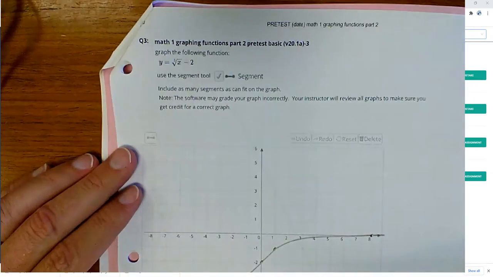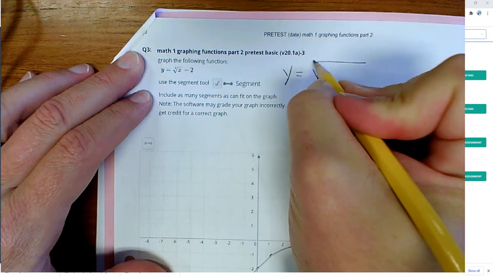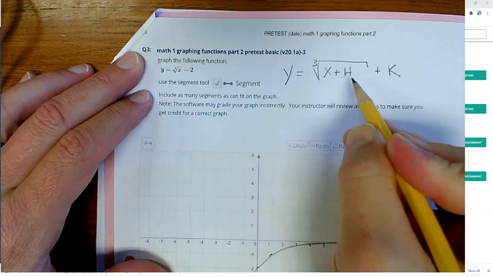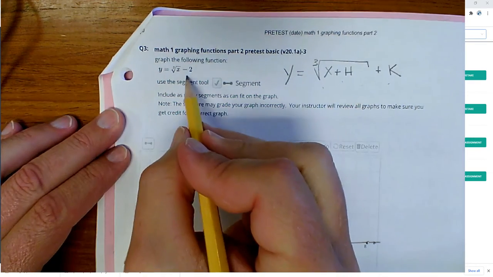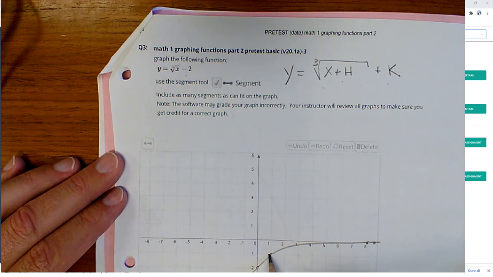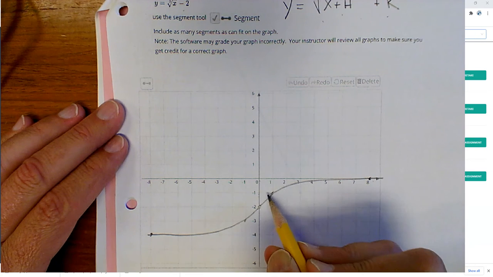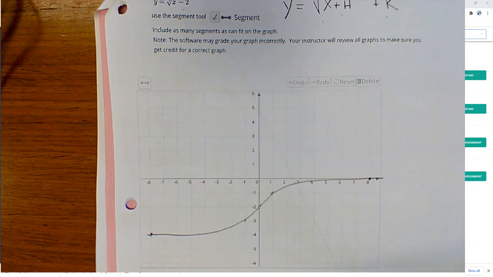Okay, our basic cube root function also works the same way. Y equals the cube root of x plus h, plus k, where the h value does the left-right shift, and the k does an up-down shift. So looking at this, it's going to move it down 2. I go up 1 over 1, and then I go up 2 over 8. Why? Because up 1 over 1 gives me the cube root of 1, which I know. Up 2 over 8 gives me the cube root of 8.